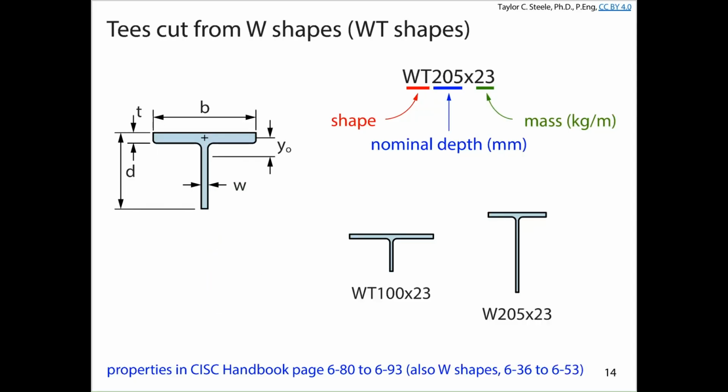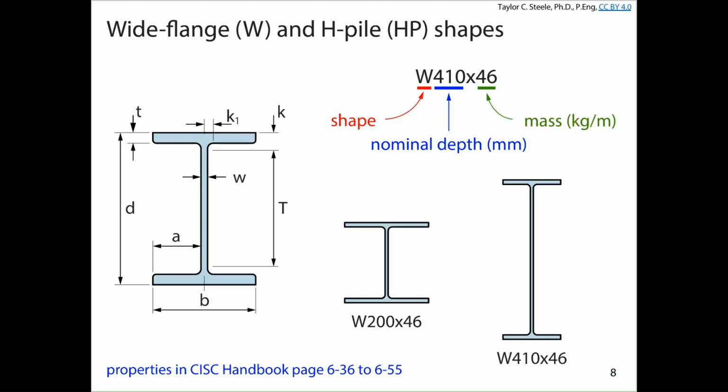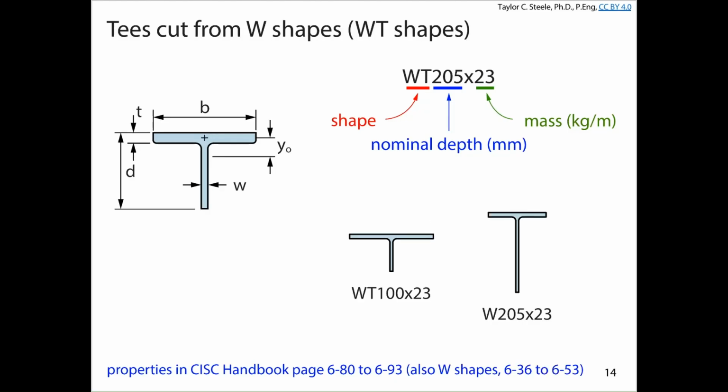WTs almost always are used as some kind of brace. Usually they'd be a diagonal brace. They might form the chord of a truss, but generally speaking, you take the measurements of an equivalent wide flange section and you cut them in half, and that's how you get a WT. So a W410 by 46 gets cut in half to make a WT 205 by 23. These are just the same properties, but divided by 2. And if we looked at the 200 by 46 versus the 410 by 46, if we cut those into structural Ts, we get a 100 by 23 or a 205 by 23.